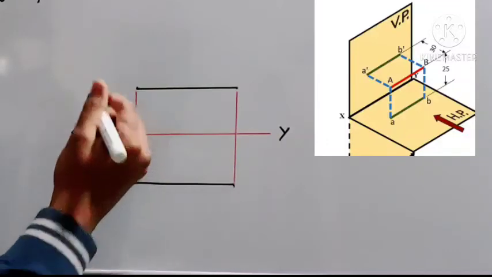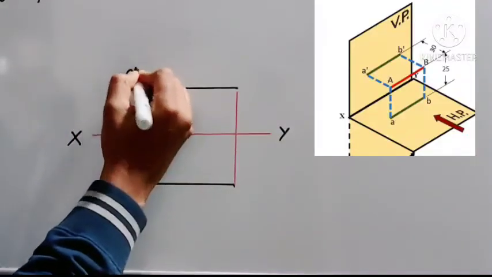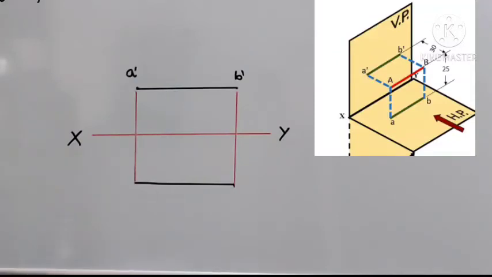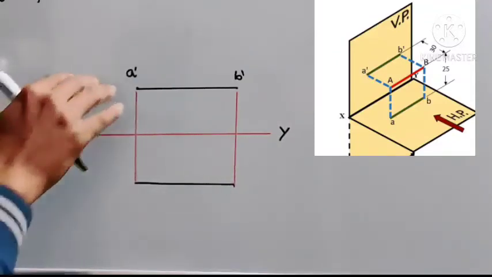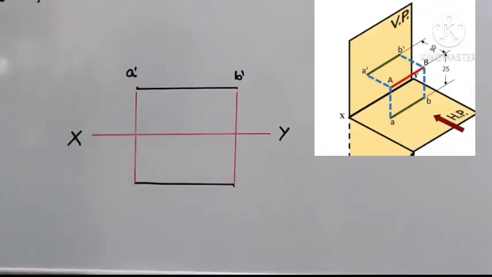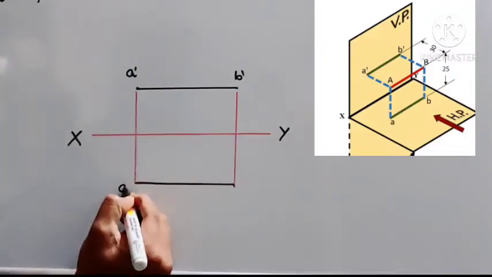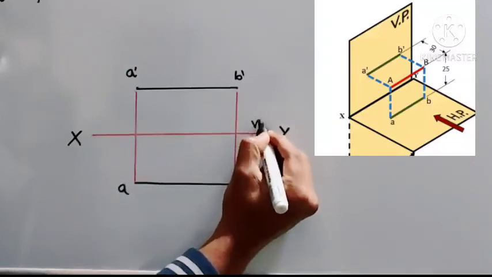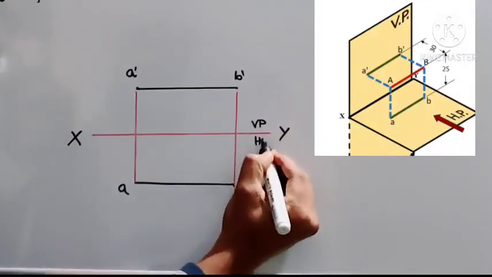So we need to name this. This will be my A dash, this will be your B dash, because you will not be mentioning whether it's a front view or top view. So with the alphabets and the dashes you need to represent. This will be my A, this will be my B, and you need to mention this is your vertical plane, this is your horizontal plane.